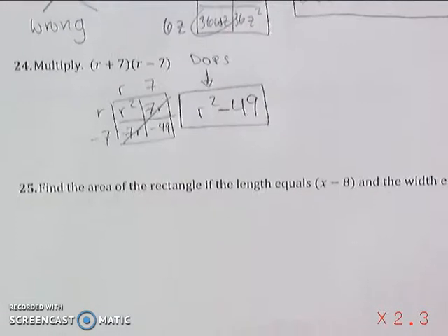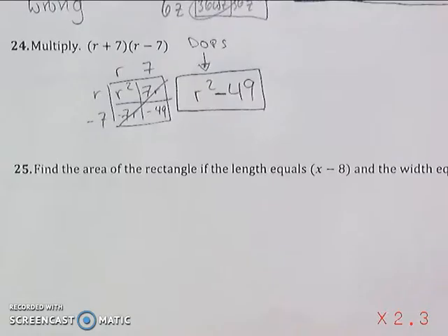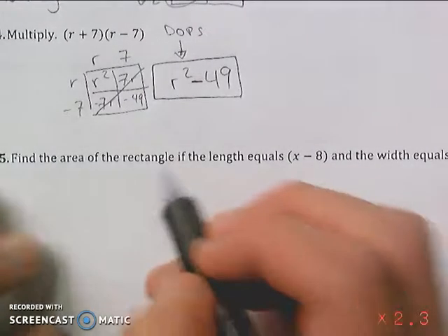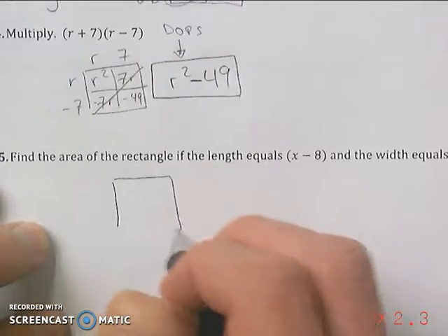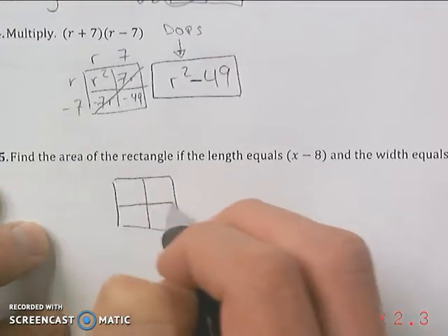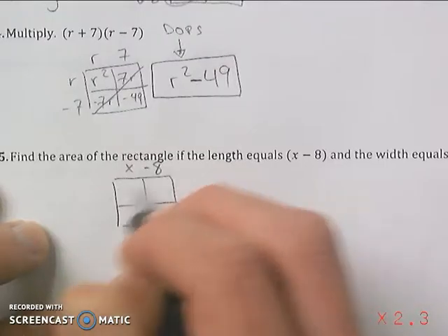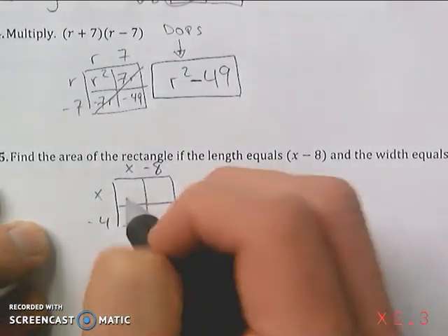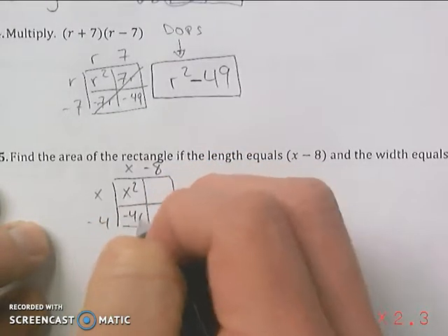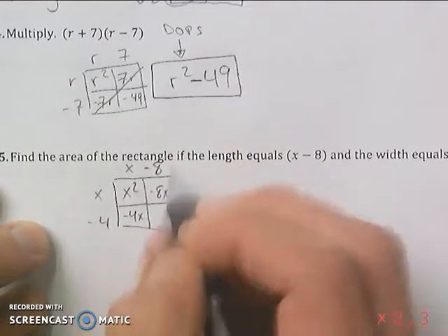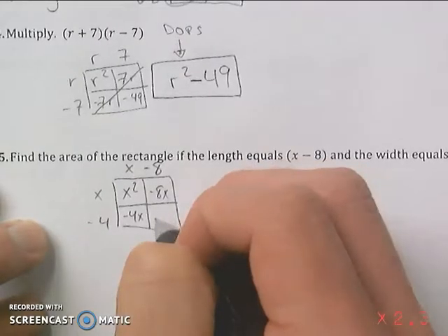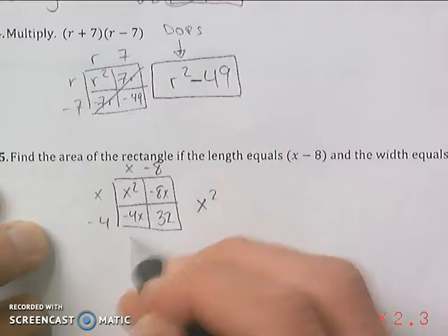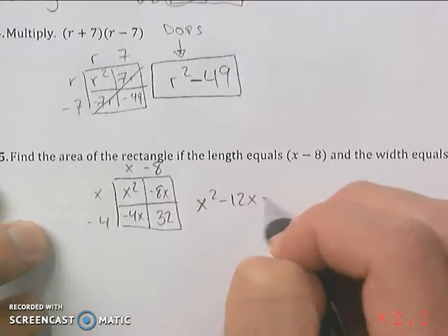Okay. Number 25, it says find the area of a rectangle if the length is x minus 8 and the width is x minus 4. We're just multiplying. This whole page is just box method. We should be masters of this by now, huh? We get x times x is x squared, -4x, -8x, and -4 times -8 is going to give me a +32. Write that out. x squared, these combined, that's -12x plus 32.